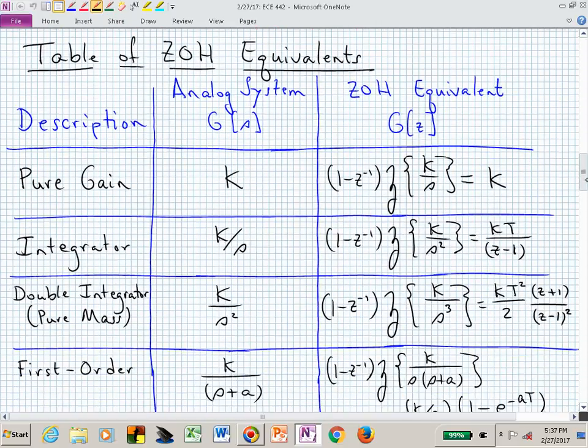And that gave rise to the following different pairs of, or ways of connecting different kinds of systems. Here I have the description on the left. In the center is what that g of s looks like in the s domain. And then in the right-hand column is the result of performing the zero-order hold equivalent for that particular system. We had a pure gain. We had a gain in the analog setting that translated into a pure gain in the zero-order hold equivalent. Yes?